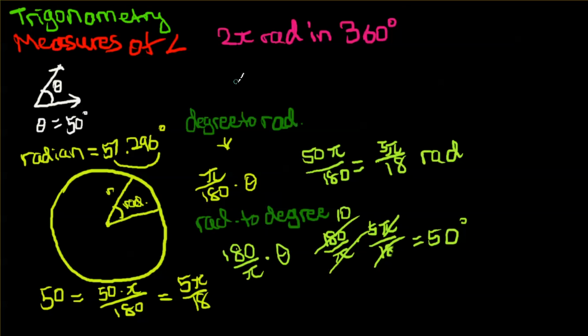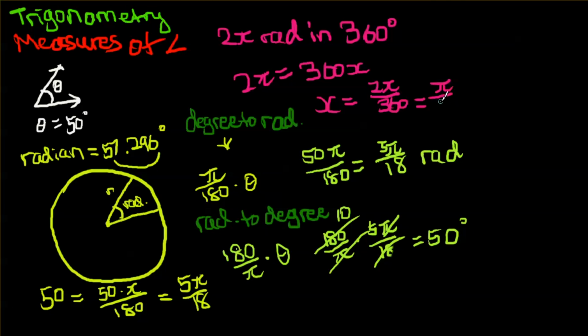Which means that 2 pi is equal to 360, and let's say 1 degree is x. Now we need to find what x is. To find x, x would equal 2 pi over 360, and that is equal to pi over 180. So there you go, I proved that this is where the equation came from, so now you guys are not confused.